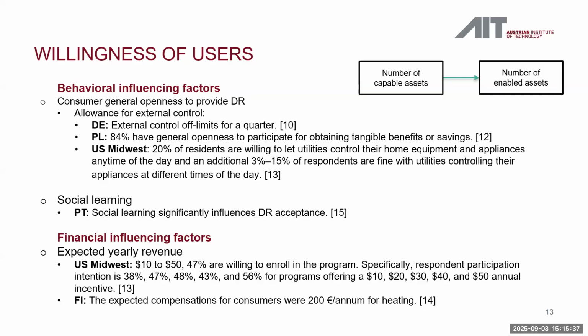There's some more data from the US. Social learning is a big part in the willingness of users. There is data from Portugal suggesting that social learning significantly influences the demand response acceptance. For financial influencing factors, there's a wide range of a yearly revenue that users will expect. For example, for the US, it's between $10 and $50, and for Finland, it's 200 euros per year.